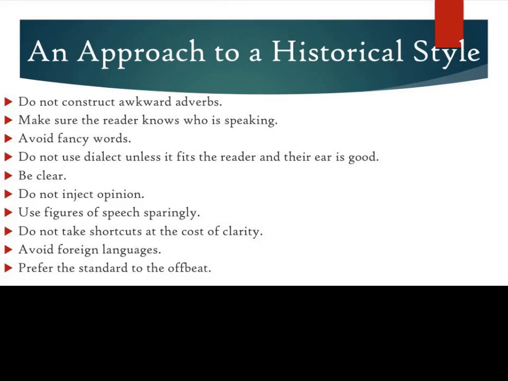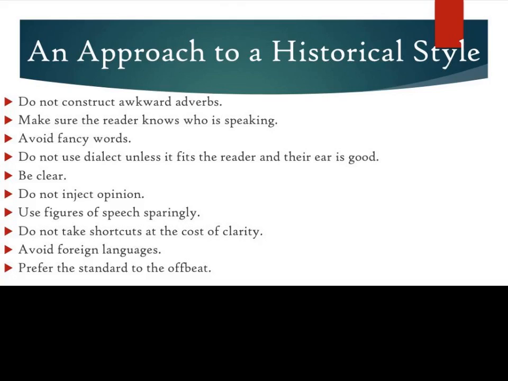Use figures of speech sparingly. Do not take shortcuts at the cost of clarity. Now again, remember that's what I said. They don't have to necessarily be short or avoid detail, especially if the message is no longer clear. Avoid foreign languages. That's a no-brainer. And prefer the standard to the offbeat.